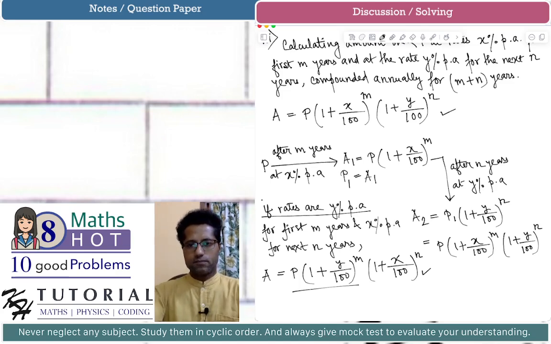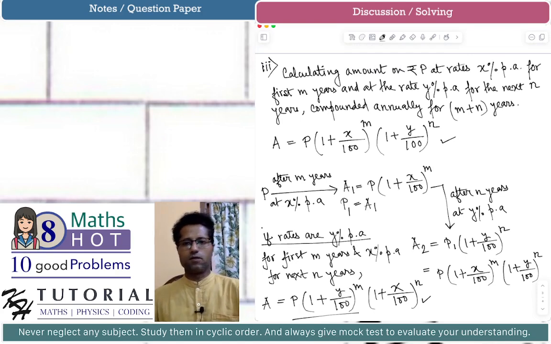So for case 3, if you change the order of the rates, the formula for calculating the amount for m plus n years, where the interest is compounded annually and the rates are x% per annum for the first m years and y% per annum for the last n years, will not be the same if you interchange the x% and y%. The formula will change.